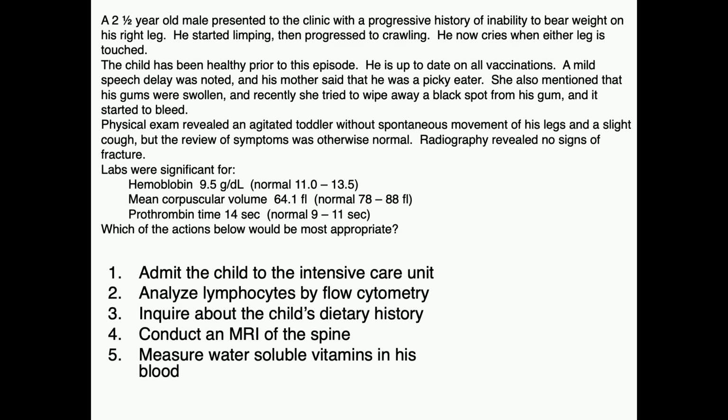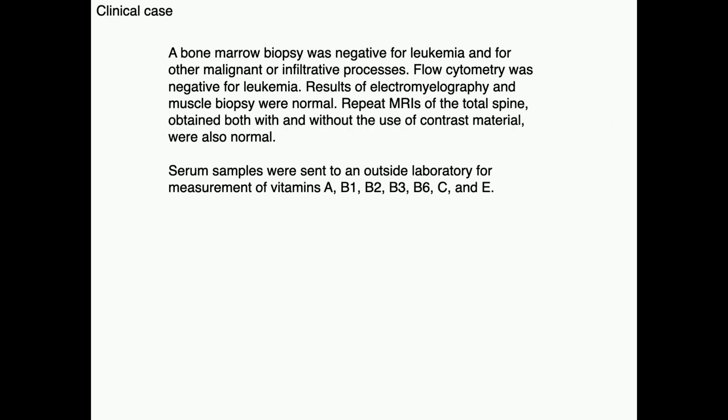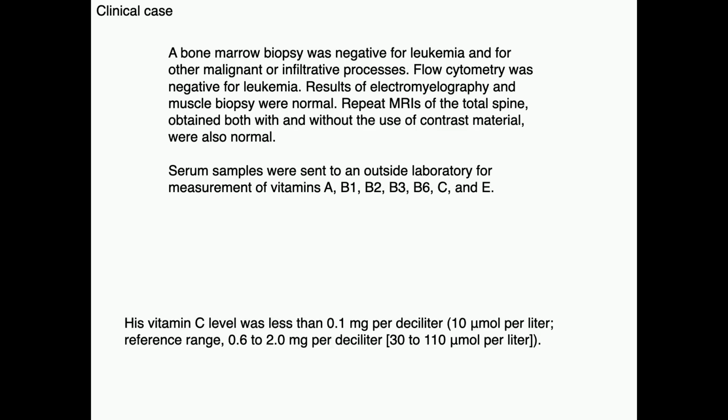Okay, so let's see how this case really unfolded. A two-and-a-half-year-old kid: bone marrow biopsy, muscle biopsy, multiple MRIs. Then they decide they're not going to ask what the kid eats, they're just going to measure the vitamins. Vitamin C was 0.1 milligram per deciliter, and the reference range should be 6 times or more of that. So, vitamin C deficiency, right?